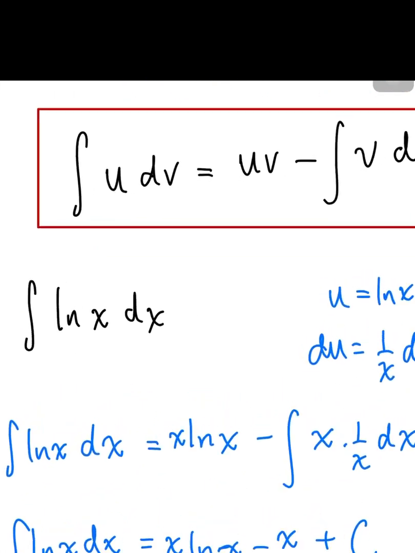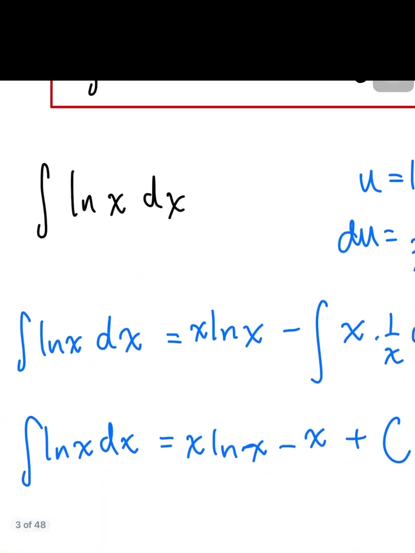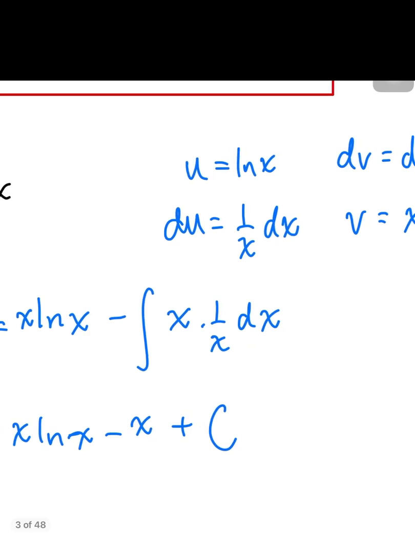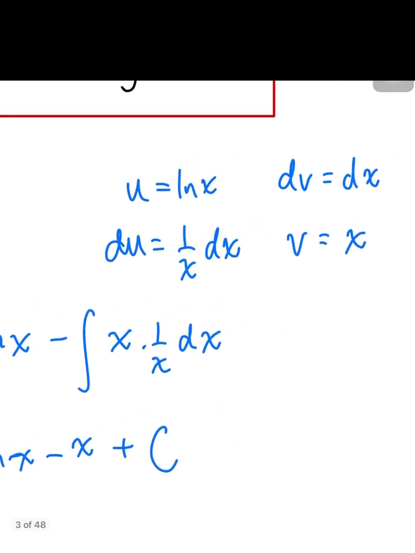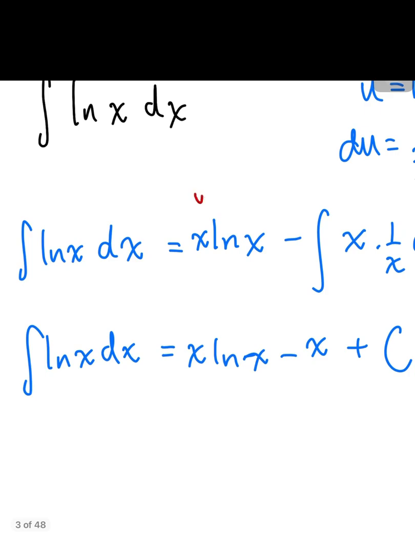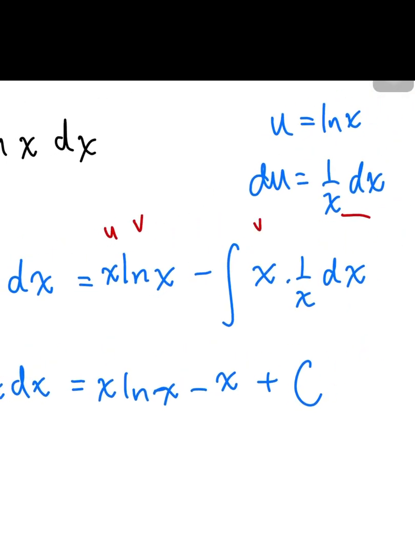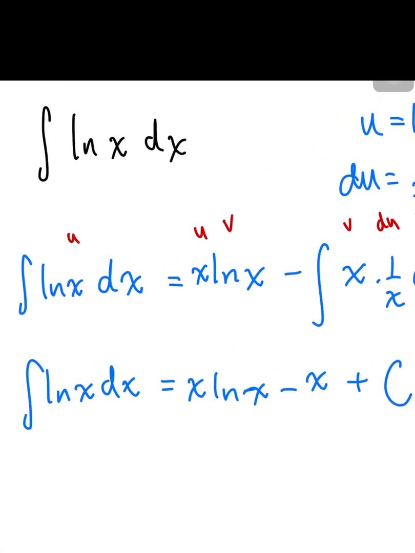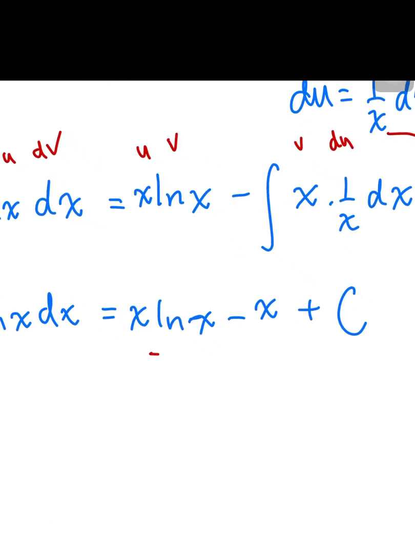For example, if you have the integral of ln x dx, we can separate ln x dx into ln x and dx. So ln x becomes our u, and we can find du, and dx becomes our dv, and we need to find v. Based on these expressions, we can arrange them so this is uv and this is v du. Okay, and we can solve that and come to this expression. I think this is one of the easy examples.